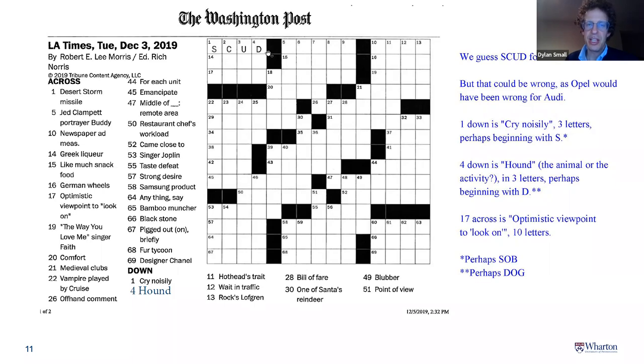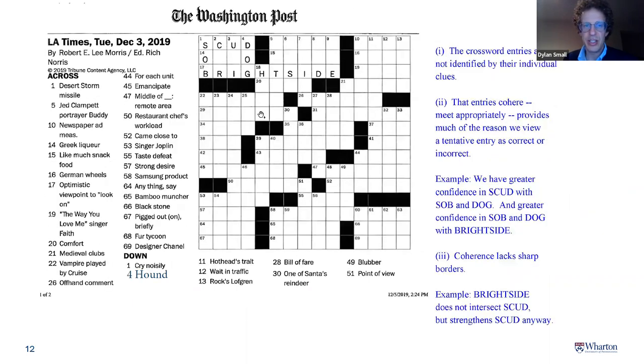Seeing this, you might think of a dog as a hound, but it could also have been the activity of hounding somebody, so it could be a different answer. Now 17 across. Let's say this is sob and this is dog, and you have this B and this G. For 17 across, "optimistic viewpoint to look on," you might think of bright side. So we can't be sure any of these answers are right, but we have more confidence in Scud because it meets sob and dog, which seem like reasonable answers, and then they meet bright side.